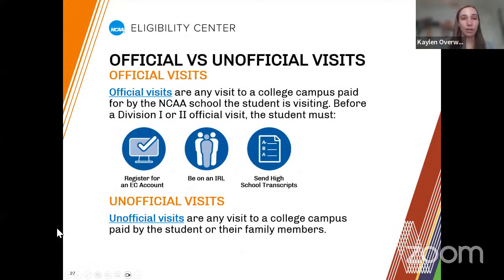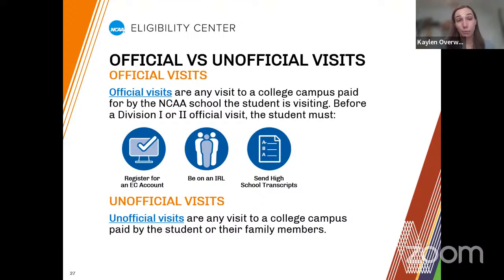All right. And then we also get questions about what's the difference between an official visit and an unofficial visit. So an official visit is when the NCAA institution pays for the student to visit the campus. So in order to go on an official visit at a Division I or Division II school, they need to register for an Eligibility Center account.